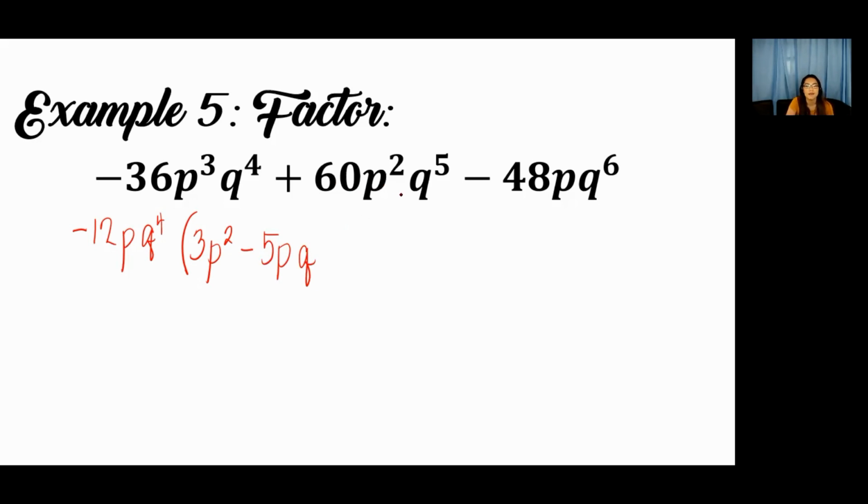Okay? Next, negative 48 divided by negative 12, that is positive 4. P divided by P, so wala na, canceled out na si P. Move tayo sa Q to the 6th and Q to the 4th. 6 minus 4, that is 2. So we have Q squared. And this will be our final answer for example number 5. This is our final answer: negative 12 p q to the fourth power quantity of 3p squared minus 5pq plus 4q squared.